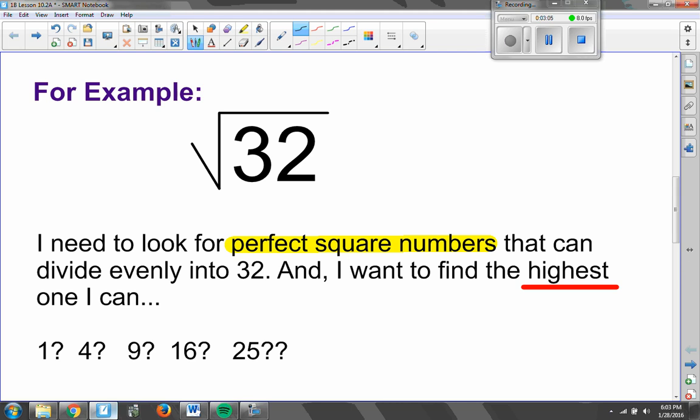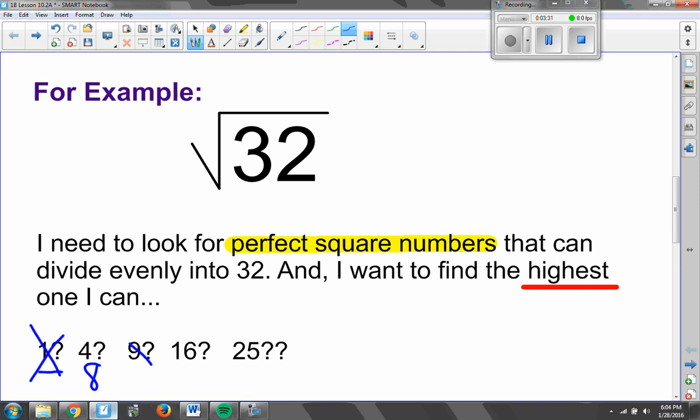Let's think through some of our perfect square numbers and see if they will divide evenly into 32. 1 obviously will, but we'll never, ever, ever use 1. So you can skip that one when you're looking at your list. We'll never use 1 in our cases to simplify square roots. 4 does go into 32. 4 times 8 would be 32. So I'll keep that one in mind and see if I can find a better one.